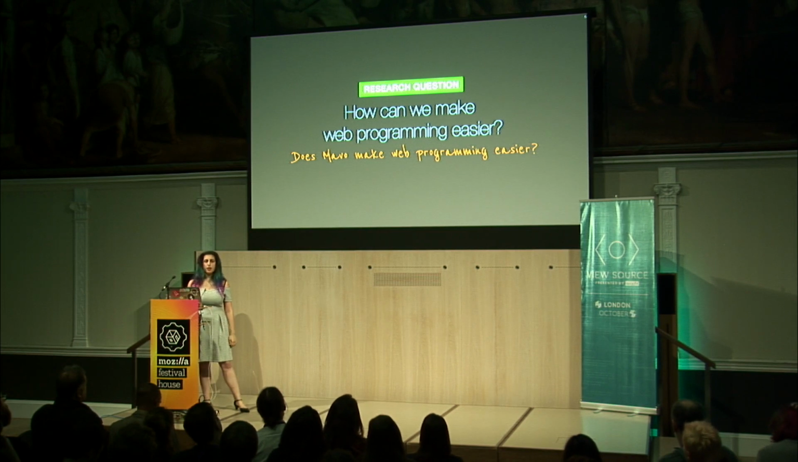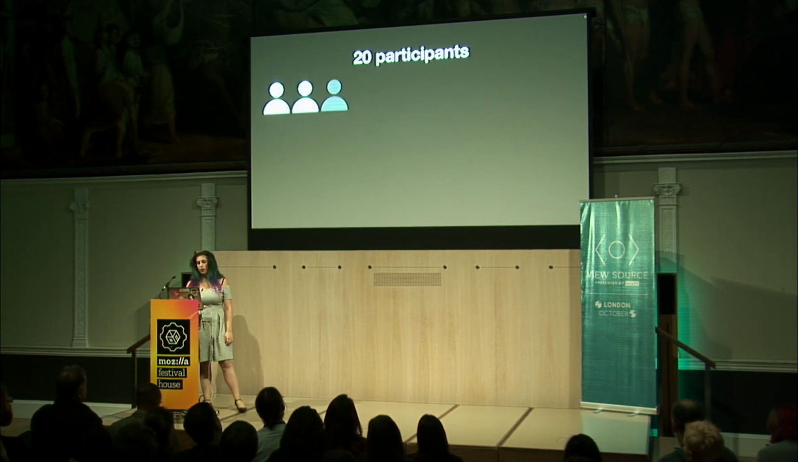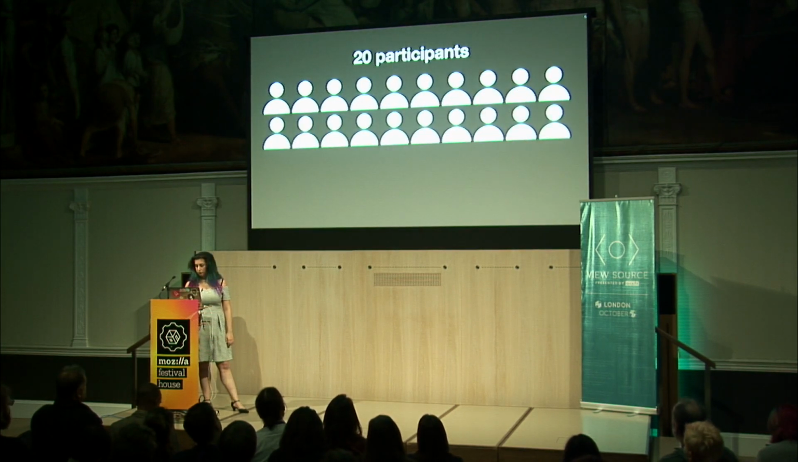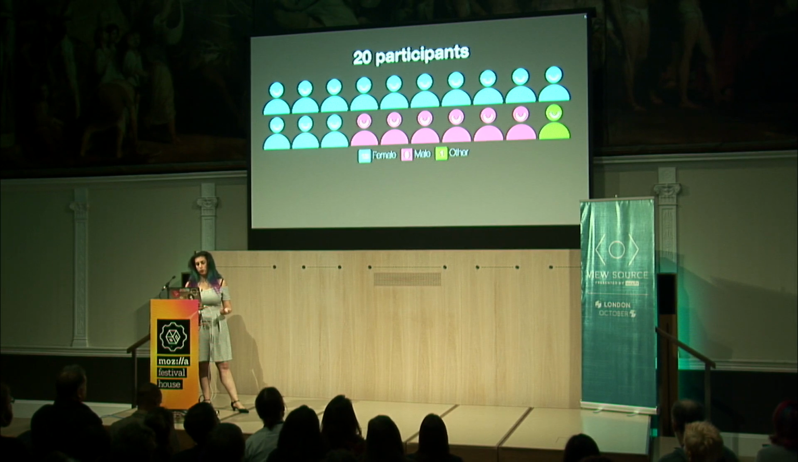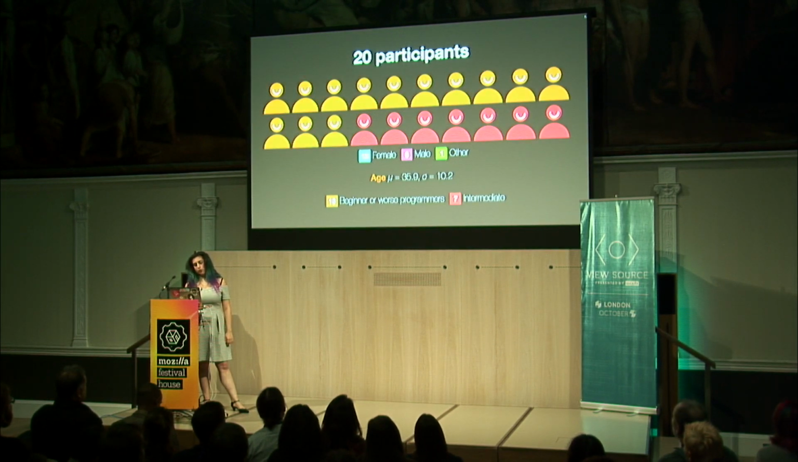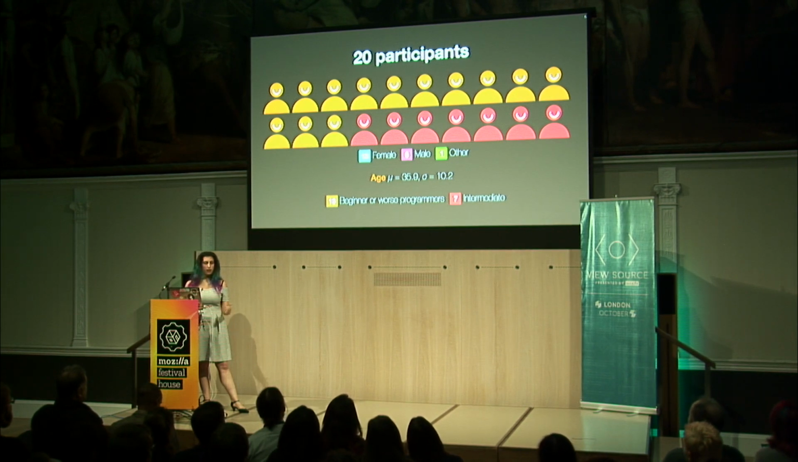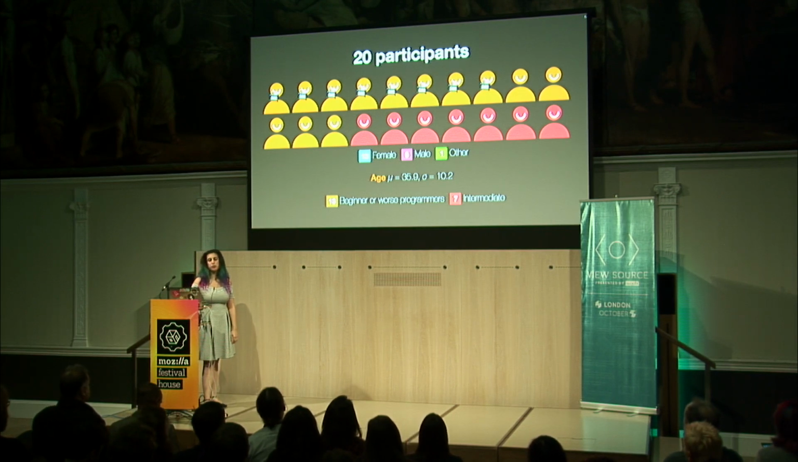So how do you evaluate it? In my field, you do a user study. So we recruited 20 participants. 13 were identified as female, 6 as male, and 1 as other. This is their median age. 13 were beginner or worse in programming. They self-identified as beginner or worse. And 7 were intermediate.